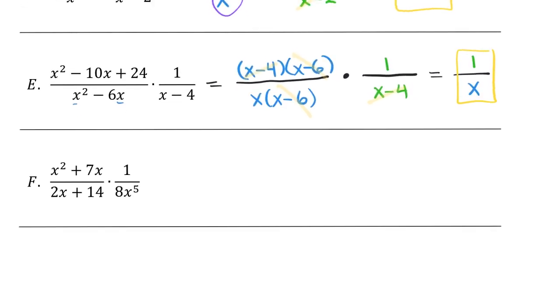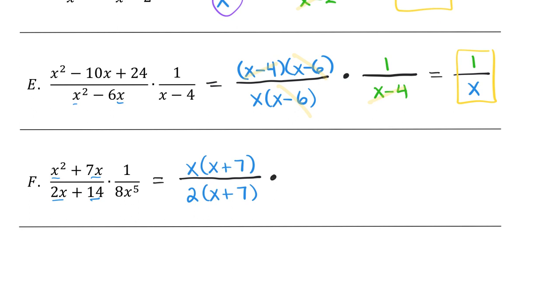Okay, let's do F. First fraction: I have x squared and 7x. They both have an x, so I'm going to put an x on the outside. x times x, x times 7. Okay, denominator, 2x and 14. I can take out a 2. 2 times x, 2 times 7.